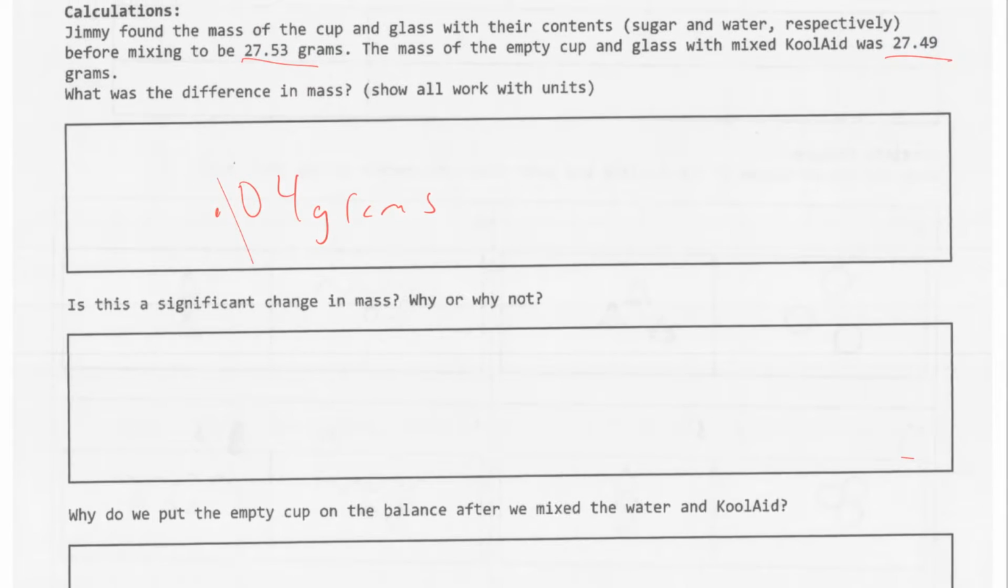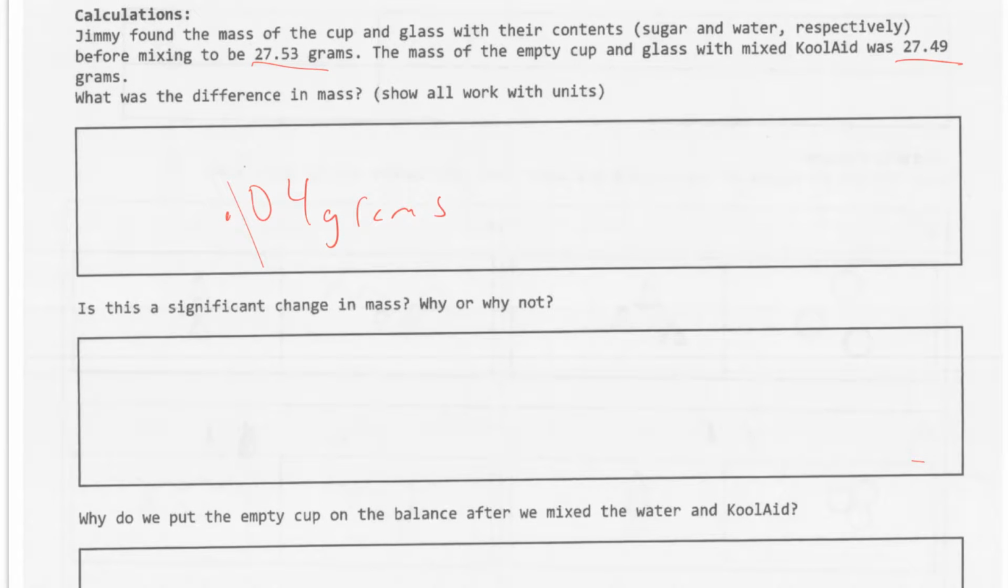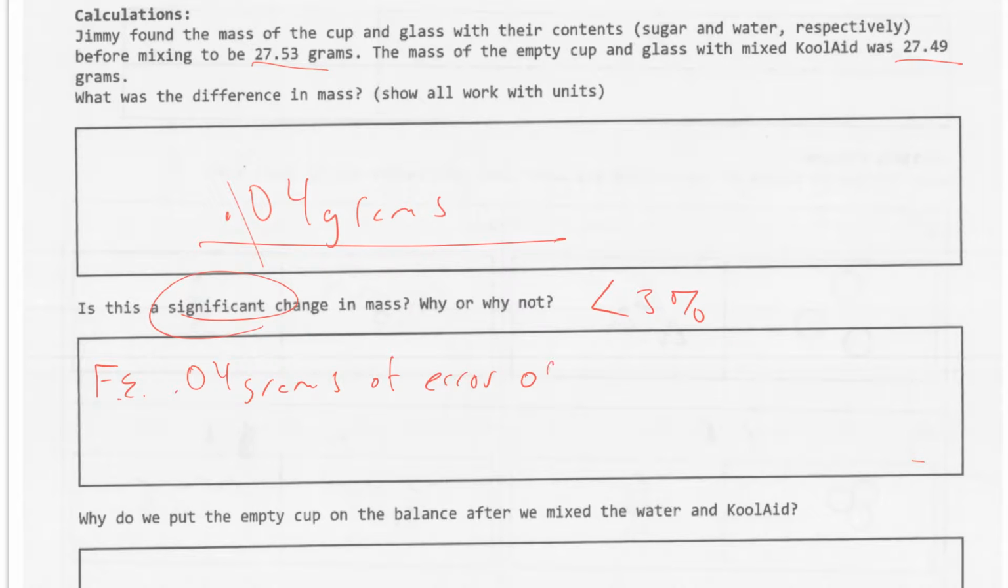All right, so this is what we talked about before, right? Significant here means less than 3%. So let's see if there's less than 3% change. So the percent error: the error is 0.04 grams, out of the possible 27.53 grams, which is what we should have gotten.